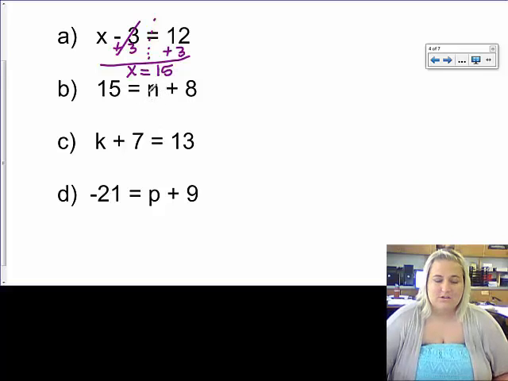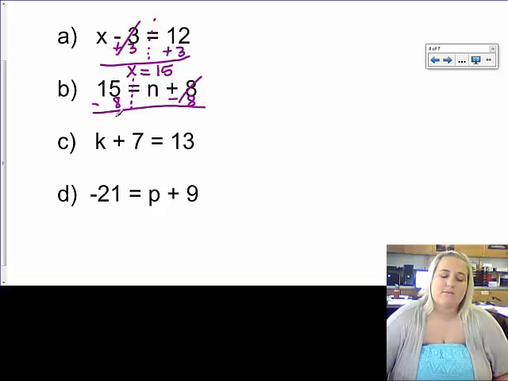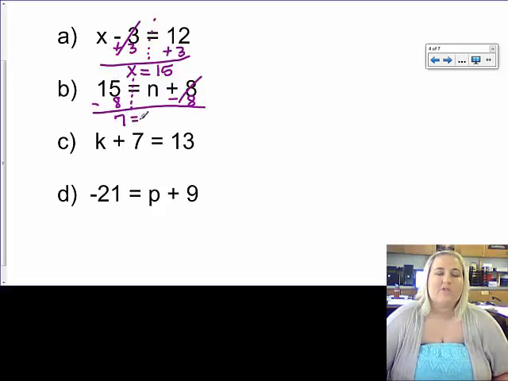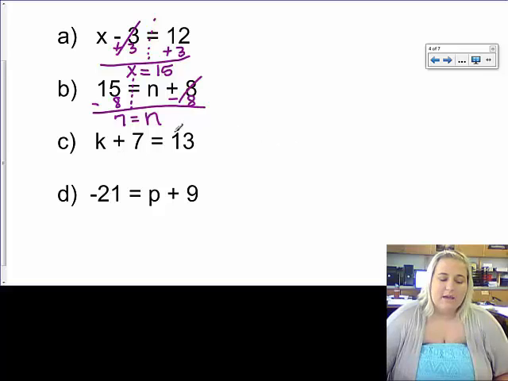So if n is here and 8 is being added to it, the opposite of adding 8 to n would be to subtract 8 from n. And what I do to one side of the equal sign, this is this side, I must do to the other side. So I'm going to subtract 8 from this side. So those will cancel out. 15 minus 8 is 7. And bring everything else down, so I know that n must be equal to 7. I want you to pause the video at this point and try C and D on your own paper, please.